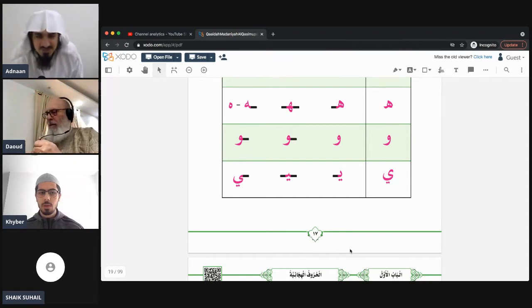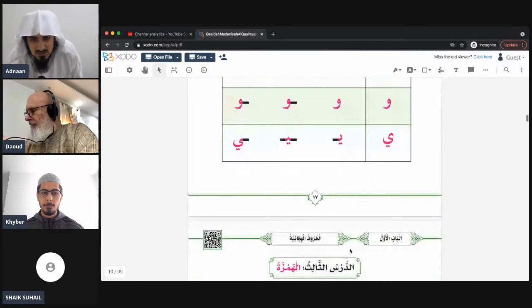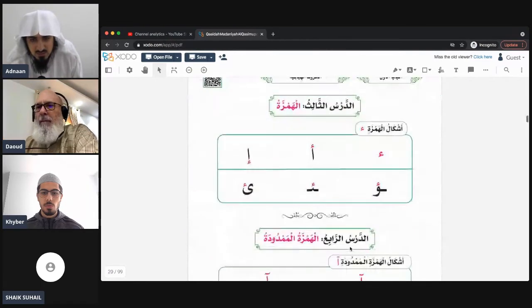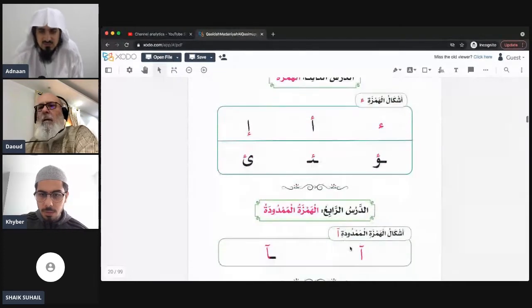MashaAllah, Ahsant, well done. I think you've been practicing while we've been away because MashaAllah, your Ayn was excellent. Ghain, Ha, Kha, all of them, MashaAllah. Khaybar, explain to us a little bit about this last page here in this module and then you can read them for us.